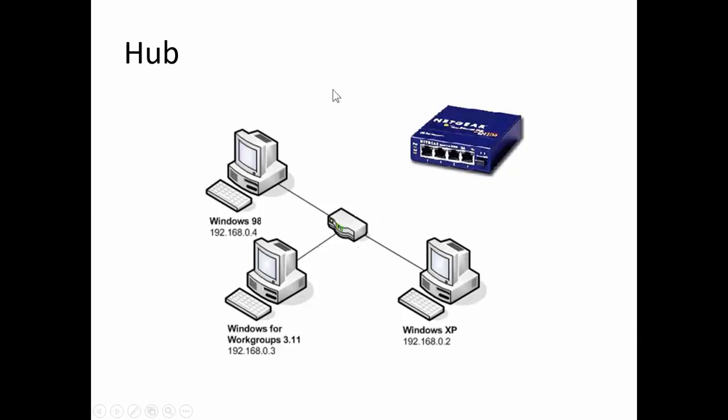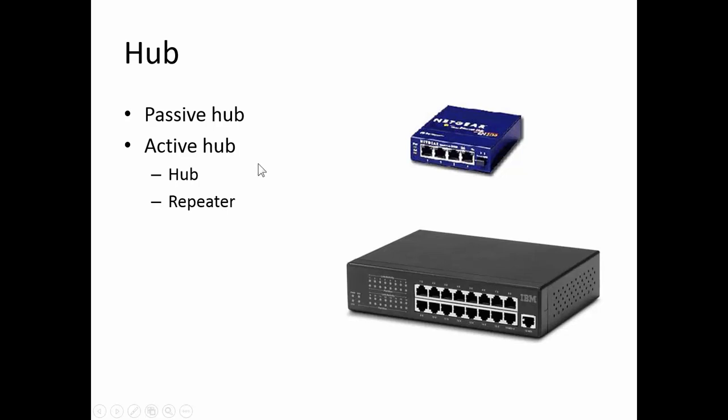A hub is a junction box that connects workstations to servers. And a hub can boost the signal or not boost the signal. If you have a passive hub, then it does not boost the signal at all. But an active hub also boosts the signal. So an active hub is both a hub and a repeater.